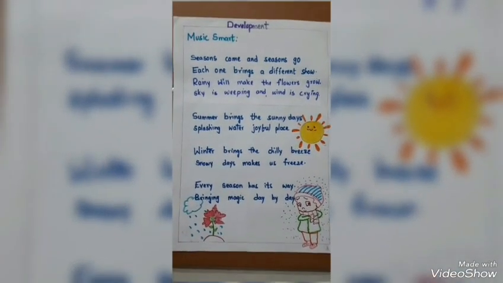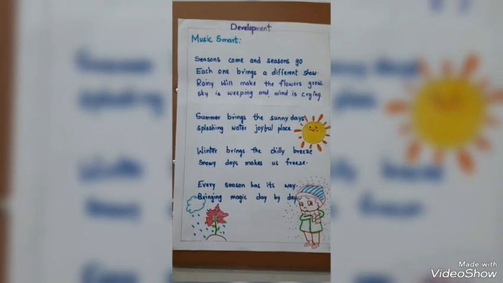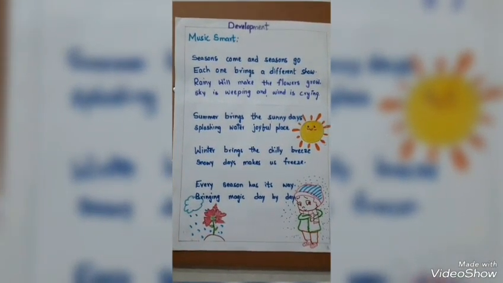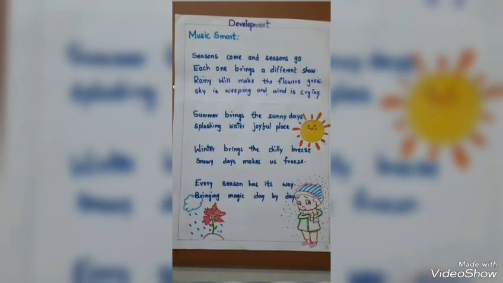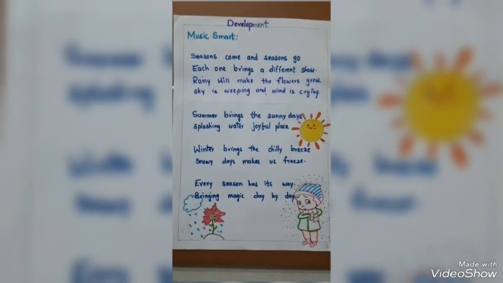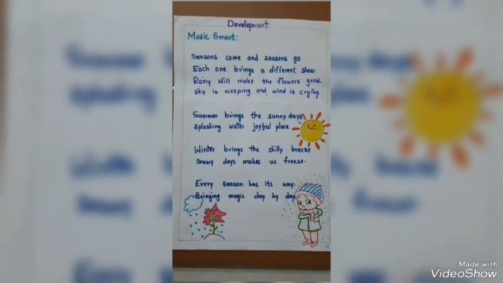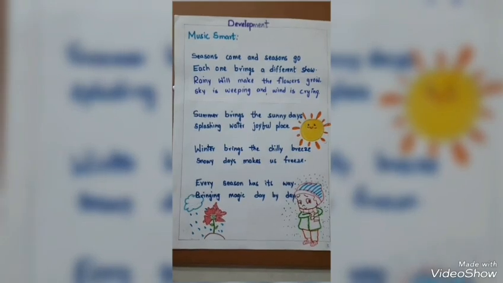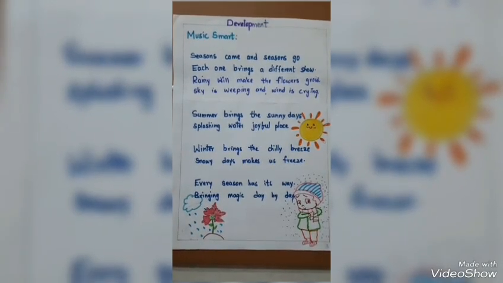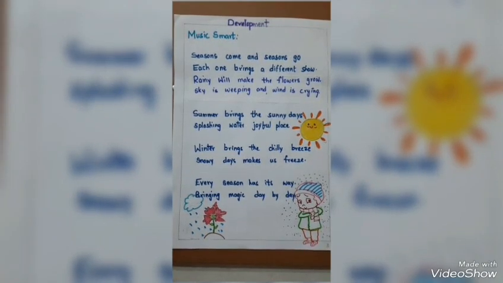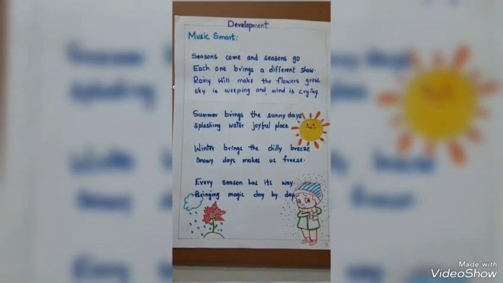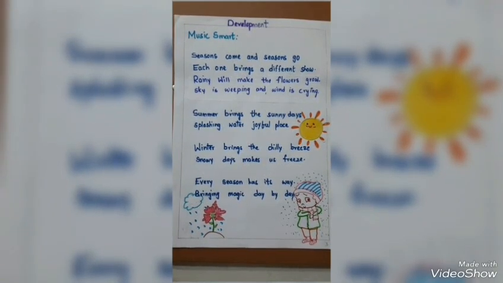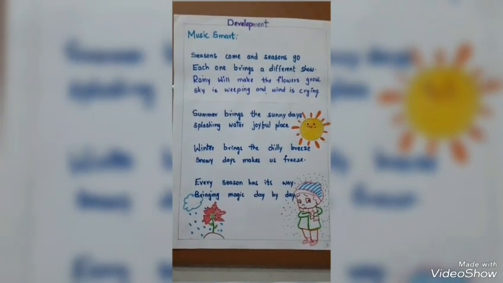Development by Music Smart. Seasons come and seasons go, each one brings a different show. Rainy will make the flowers grow, sky is weeping and wind is crying. Summer brings the sunny days, splashing water, joyful place. Winter brings the chilly breeze, snowy days makes us freeze. Every season has its way, bringing magic day by day.